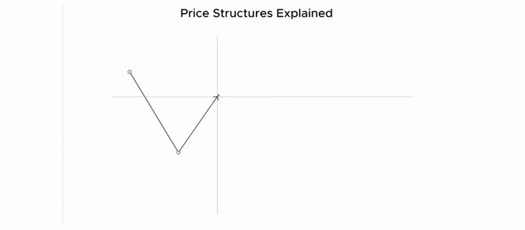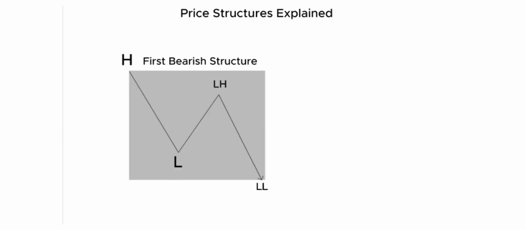So a price structure is basically a presentation of a few sequences of movements that respect a trend. For example, what you see on the screen is one bearish price structure, which is formed with a swing high, a swing low, a swing high but lower than the previous swing high, so a lower high, then a swing low that is lower than the last swing low. Now what you see in this rectangle is one price structure.